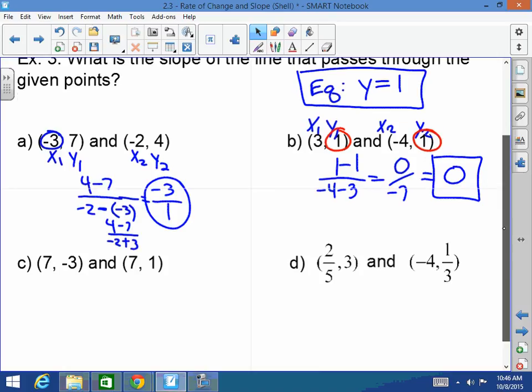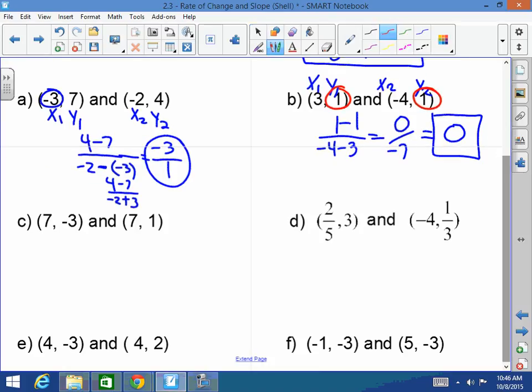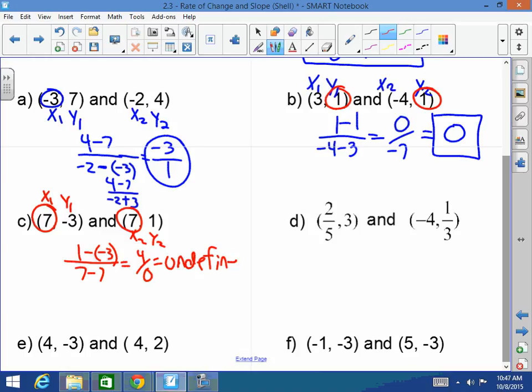Absolutely works for the same thing where the x's are equal, hence why I gave you one of these examples. The x's are both 7. So automatically, I know that this would happen. If I label it x1, y1, x2, y2, 1 minus a negative 3 over 7 minus 7 would be 4 over 0, which is undefined. You are more than welcome to do the work for that always. However, if you could recognize, hey, wait a second, when the x's are the same, my slope is undefined.